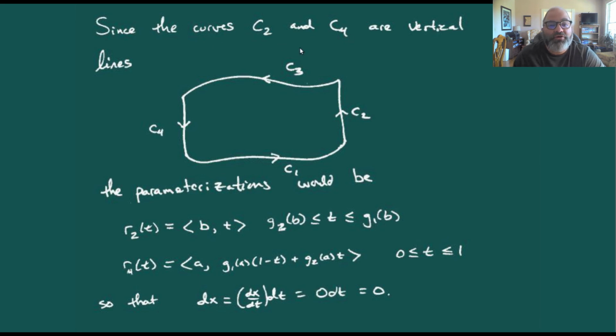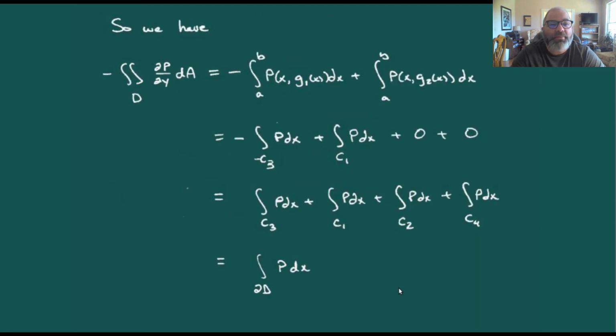Now, since the curves C2 and C4 are really just vertical lines, we can parameterize those with, for our right side, an x value that is a constant b, and for our left side, an x value that is a constant a, and then our y values are just linear functions, so that when we compute dx/dt, we get 0 out of that.